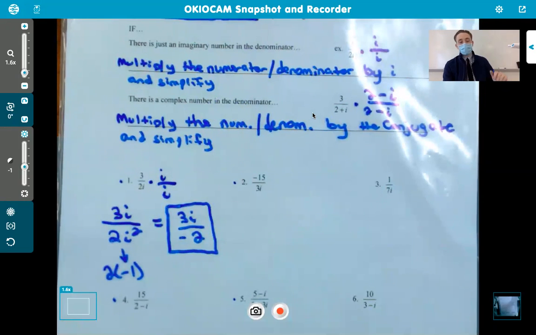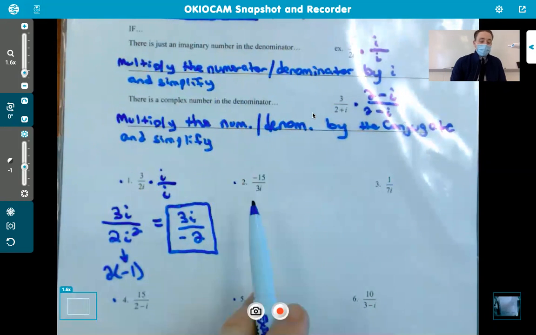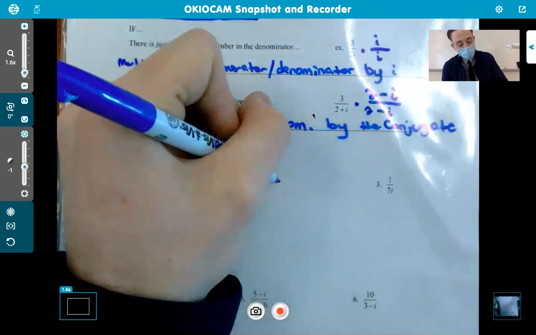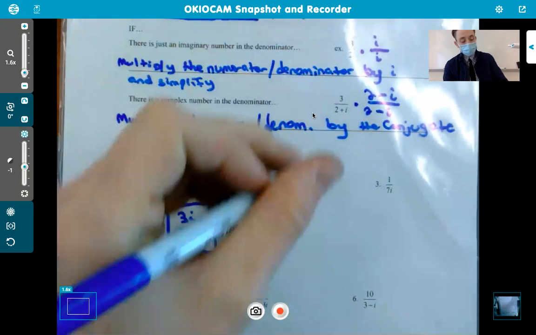Let's do number 2 together. I have -15 over 3i. What kind of number is in my denominator? Is it an imaginary number or is it complex? Imaginary. So what do I have to multiply top and bottom by? i.